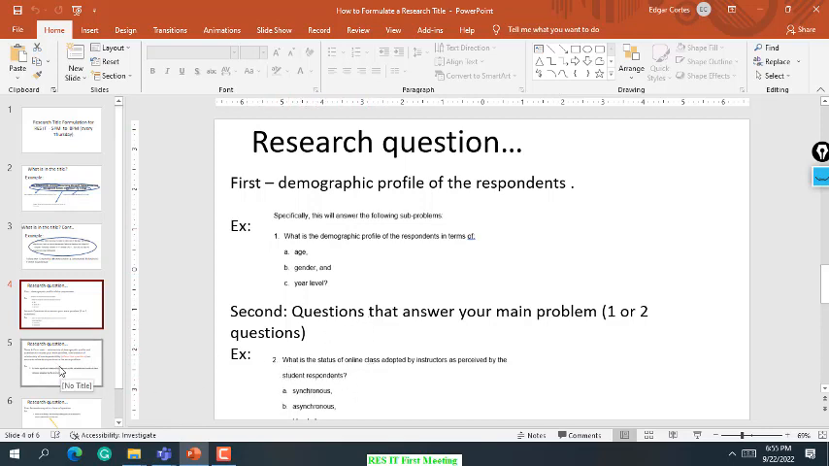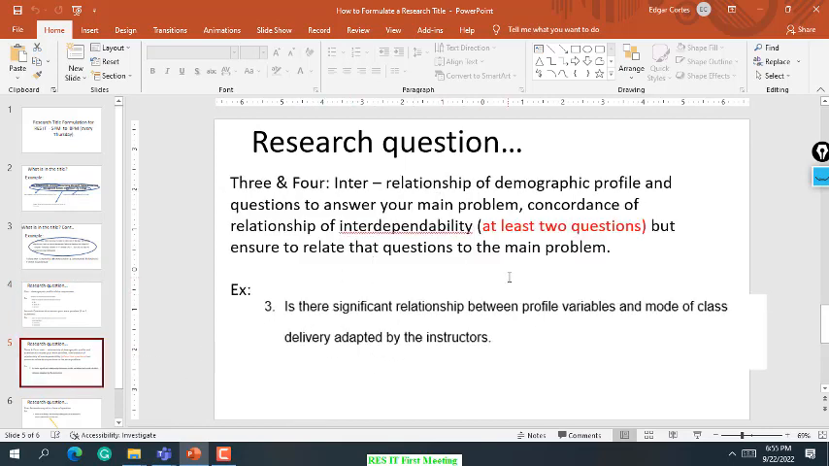The third and fourth questions should be the interrelationship of the demography of the respondent and the statement of the problem. And the main problem, mostly there are two questions on this, and then the last one would be the output questions of your study. So basically, these are the framework of research design in formulating the statement of the problem and research title. Is there any questions so far?